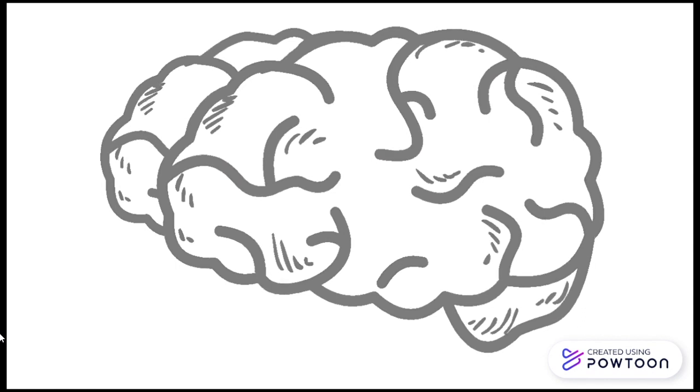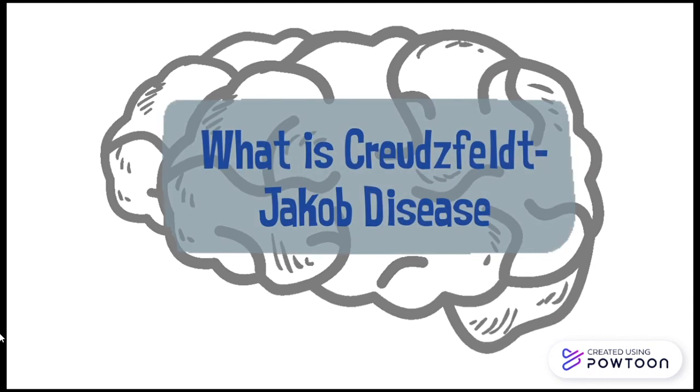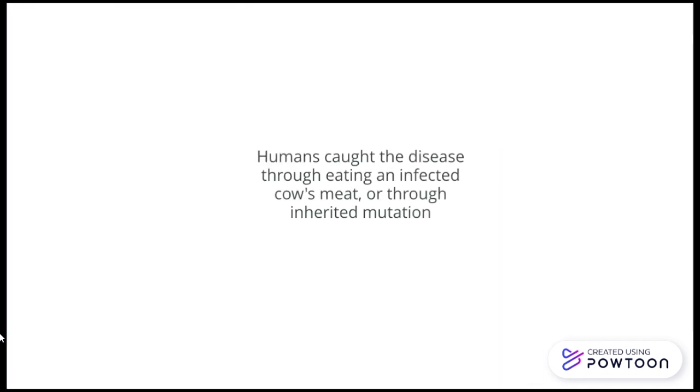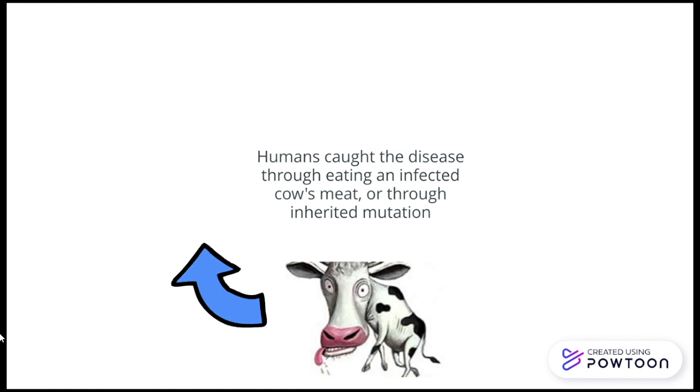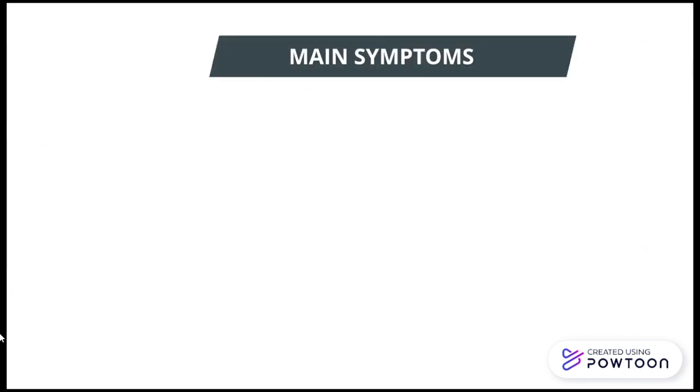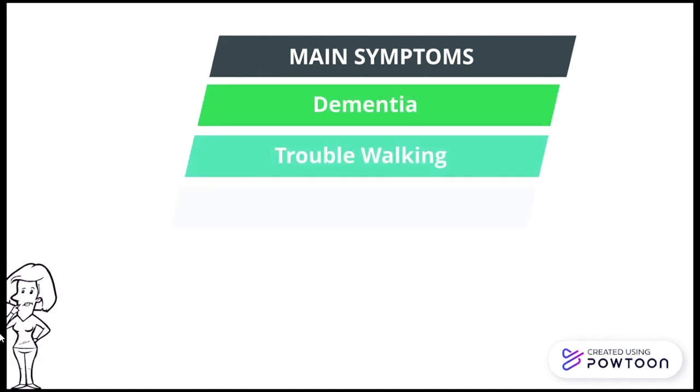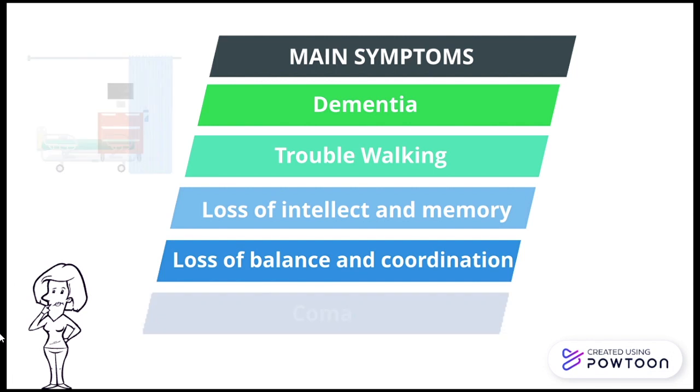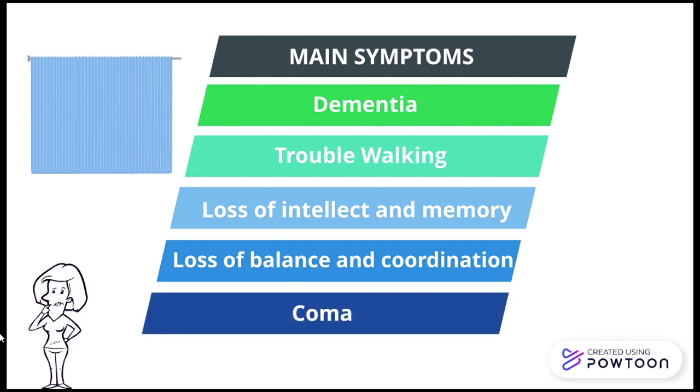The human form of mad cow disease is known as variant Creutzfeldt-Jakob disease, or vCJD. It is a deadly neurological disease in humans due to it causing severe damage to the brain and the nervous system. Humans are thought to have caught the disease through eating an infected cow's meat or through inherited mutation. Once the prions have developed enough in the brain, humans will start to have symptoms like dementia, trouble walking, loss of intellect and memory, loss of balance and coordination, and eventually be in a coma. Once these symptoms develop, patients are most likely to die within a year.